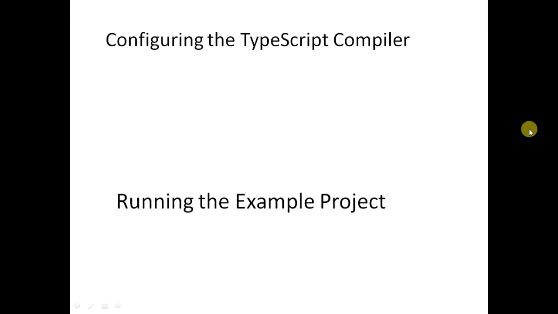Now configuring the TypeScript compiler. The TypeScript compiler requires a configuration file that specifies how it should generate JavaScript files. I created a file called tsconfig.json in the JavaScriptPrimer folder and added the configuration. I won't explain what each configuration setting does. It is enough to just create the file.